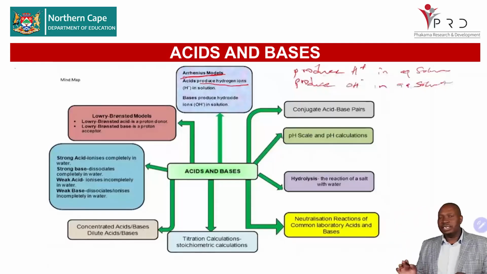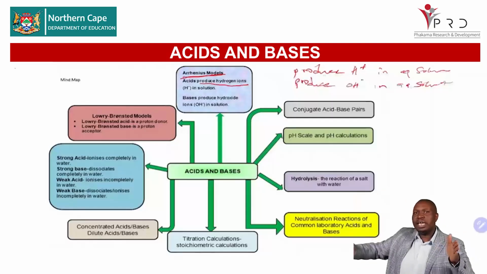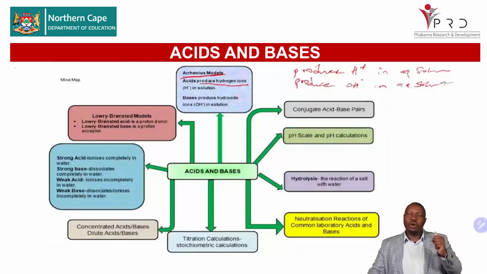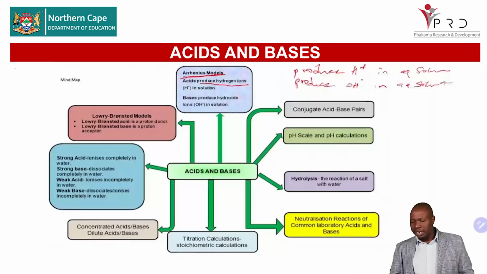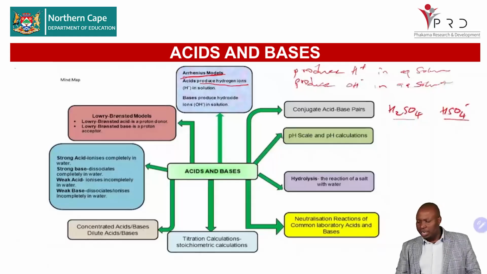The issue of conjugate acid and base. Remember, the difference between an acid and its conjugate base is a hydrogen ion. So they look the same, the difference is a hydrogen ion. The one with more hydrogen ions is an acid. The one with fewer is a conjugate base. The example there being H2SO4 and HSO4 minus. When you look at them, they look alike. The difference is a hydrogen ion. So the one with more hydrogen is your acid, and the one with fewer hydrogens is your conjugate base.